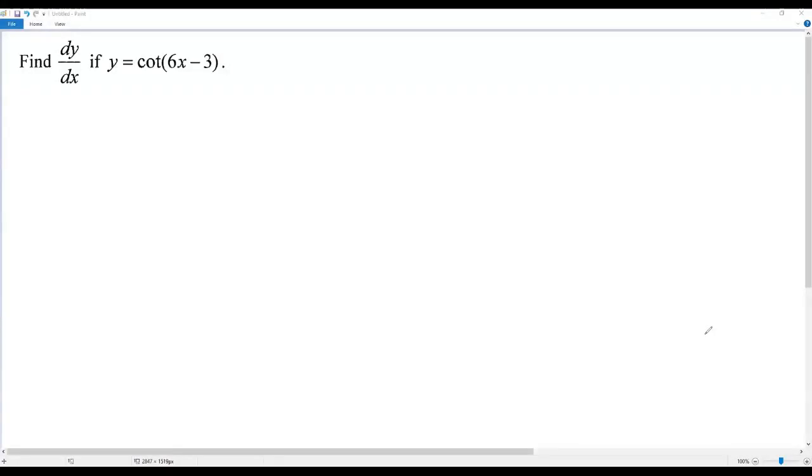Here we have an AP Calculus AB problem. Okay, let's go to the question. Find dy over dx if y equals cotangent of 6x minus 3. Okay, here, cotangent of 6x minus 3.